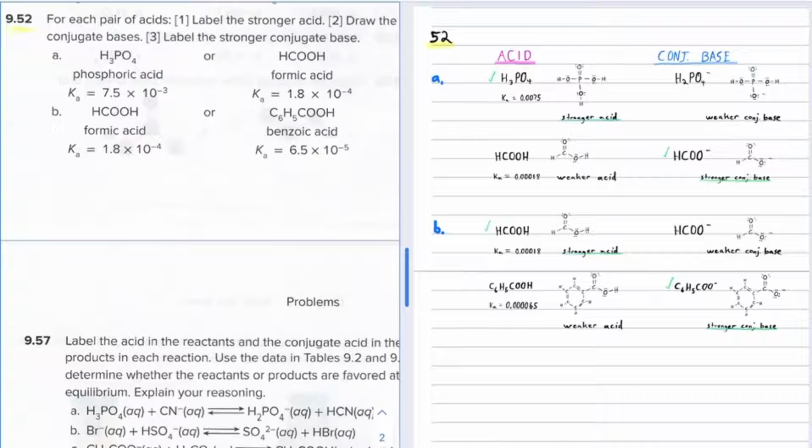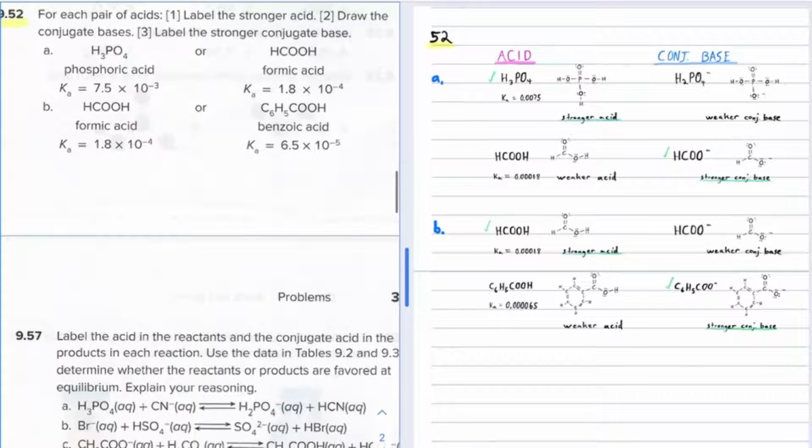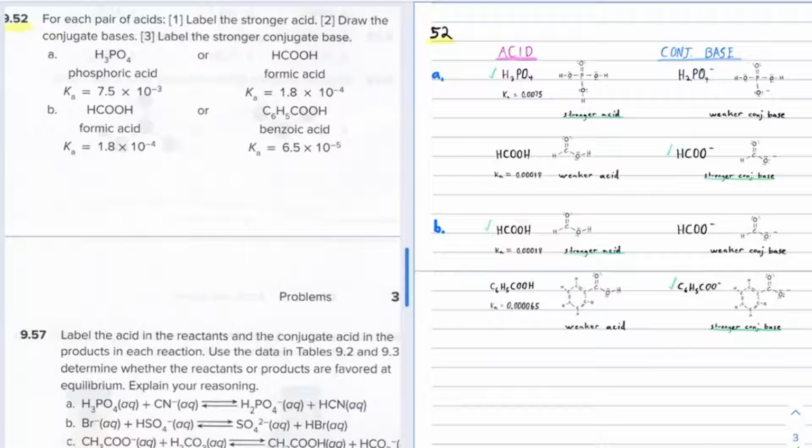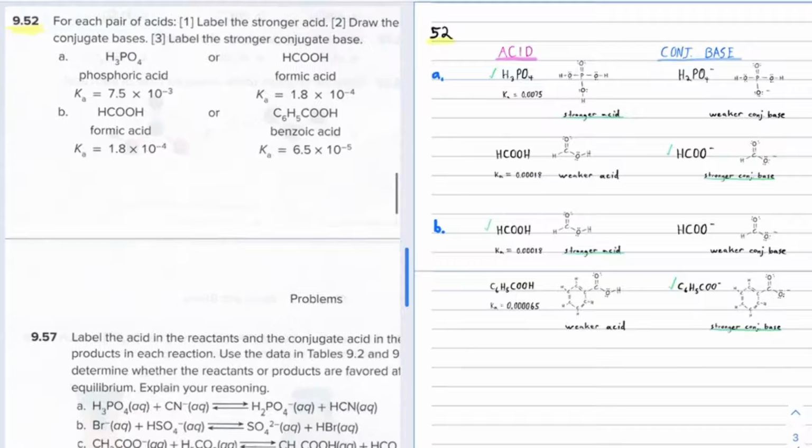Number 52. For each pair of acids, label the stronger acid, draw the conjugate bases, and label the stronger base. Whenever the author says draw, I'm thinking draw the Lewis structure, so that's what I'm doing over here. I'm not sure that's what needs to be done. I think maybe she means write the formula, but whatever, we'll do both.